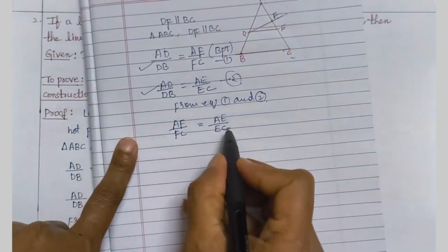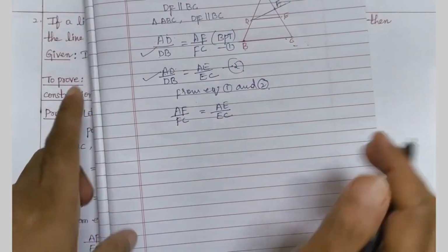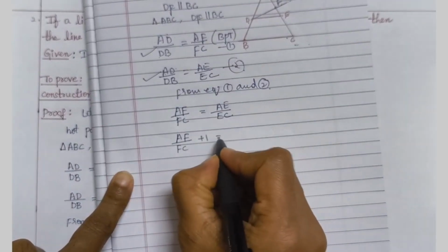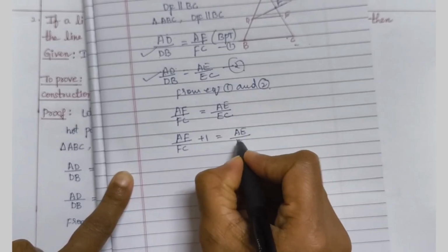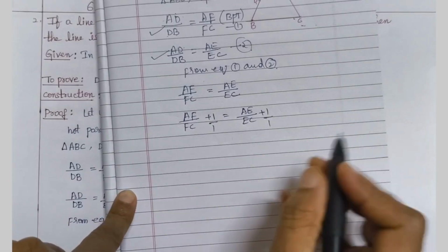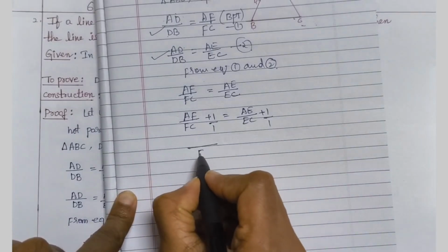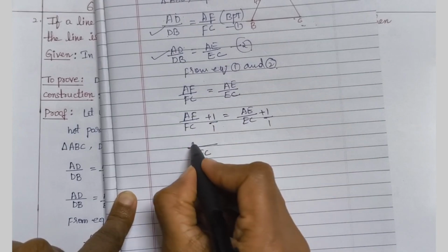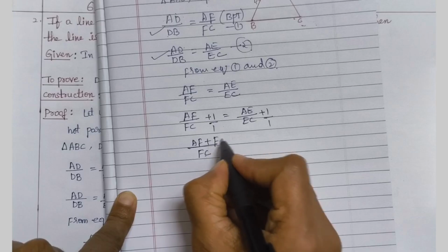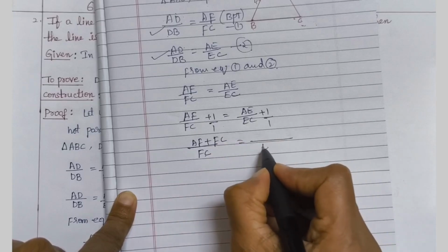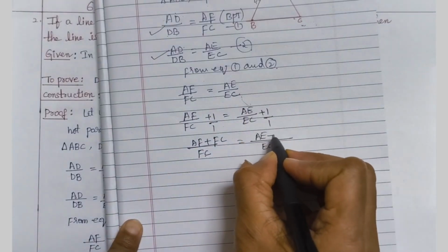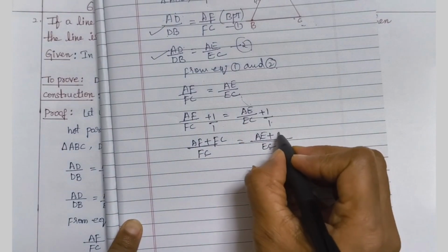From both sides you can add 1. See here, AF by FC plus 1 equal to AE by EC plus 1. Try to understand this one. Here, nothing means 1, and here also nothing means 1. So what is the LCM? FC is the LCM, so here you will get AF plus FC over FC, is equal to, and here EC is the LCM, so you will get AE plus EC over EC.